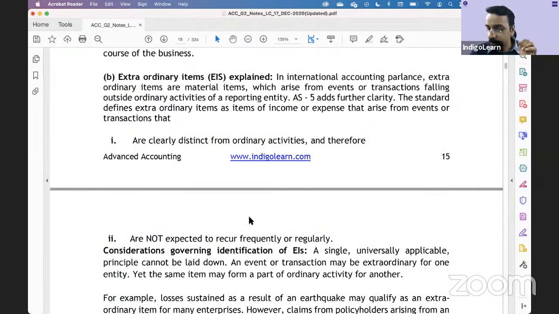Please discuss one or two illustrations. Sure, I will include that.